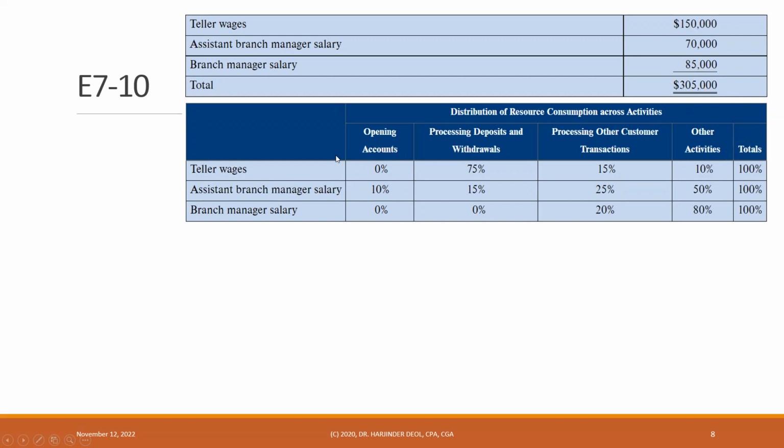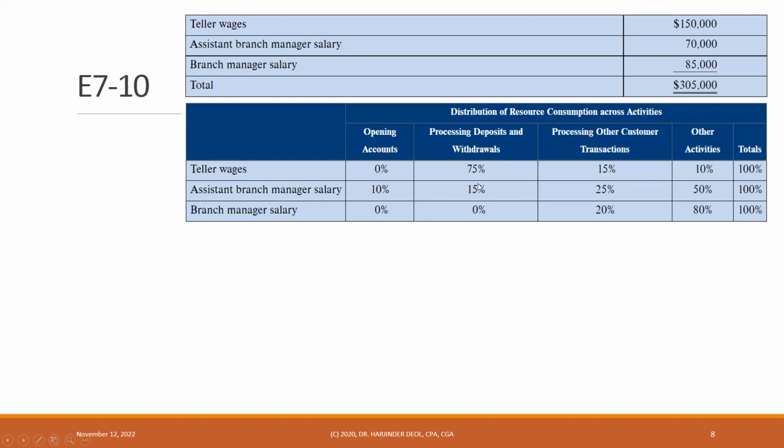Now, this bank has tried to analyze what activities each of these cost items relate to. We can see that tellers and the branch manager are not involved at all in opening of accounts. That's likely the remit of the assistant branch manager. For processing deposits and withdrawals, 75% of that relates to the teller wages, and that should make sense because it would typically be the tellers that customers will have interaction with.